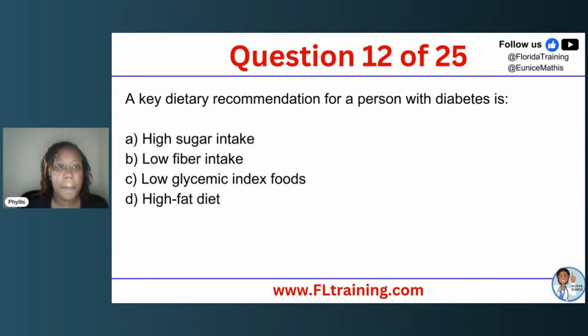Is it A, B, C, or D? Drop those letters in the chat and let me see what your answer is.